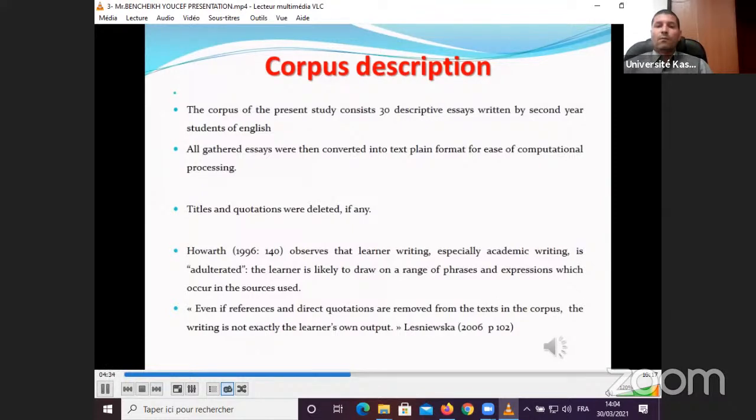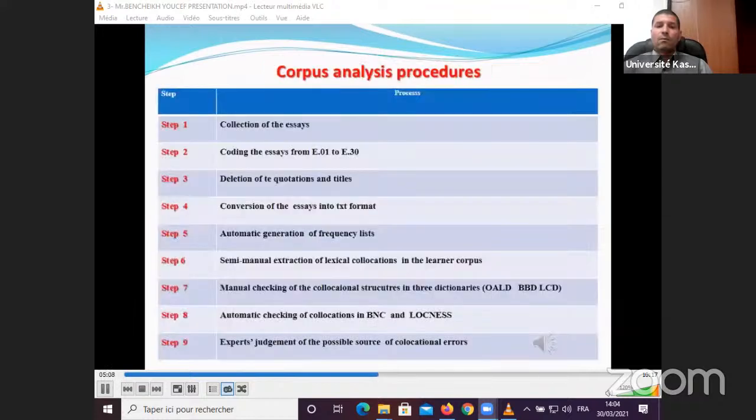Howard, 1996, observed that learner writing, especially academic writing, is full of borrowed material. In other words, a learner is likely to draw on a bank of phrases and expressions, which are their characteristic resources. According to another researcher, if references and direct quotations are removed from texts in the corpus, the writing is not exactly a learner output. Now the corpus analysis procedures.